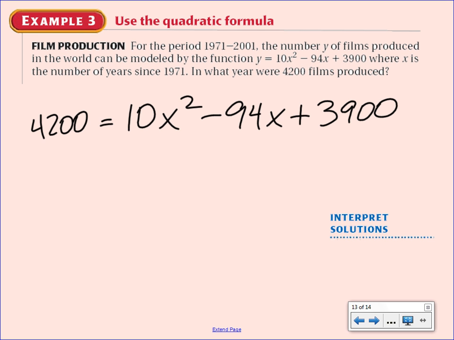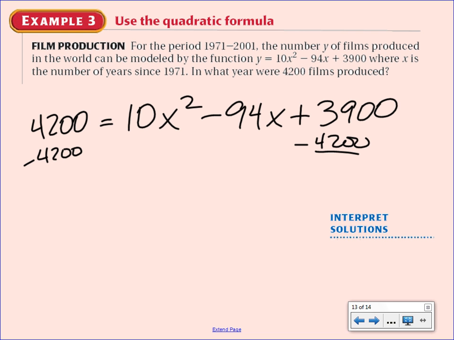Now you've got lots of ways you could do this. You could make a table on your calculator and look for a result of 4,200. You could do guess and check, but we've got a couple of strategies just waiting to be used here. Would you use factoring? I don't. Completing the square? Not really. Well, what does that leave? We're pretty much stuck with the quadratic formula. Is it in the right form? Almost. What do we have to do to get it in the right form?